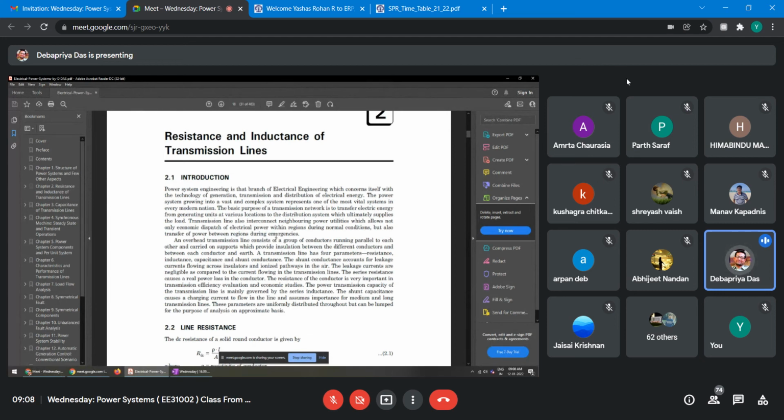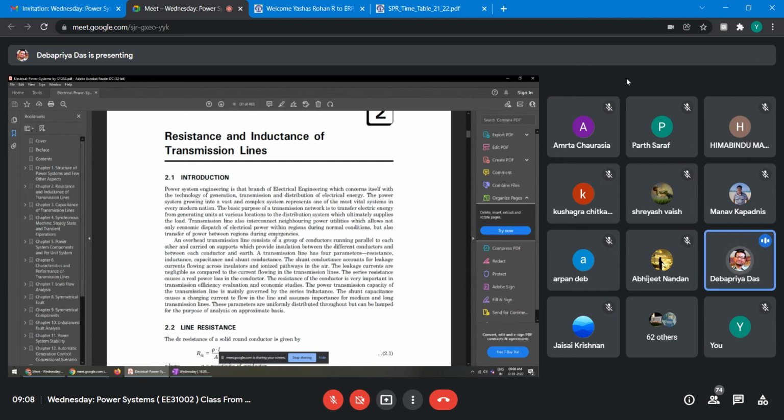This is very crucial for transmission lines. Power system engineering is that branch of electrical engineering which concerns itself with the technology of generation, transmission and distribution of electrical energy. Day by day, complexity has developed in the power system. As I told you, the electric power system is the largest man-made dynamic system on the earth, and a very complex system, because everything operates at a very high voltage level, right?